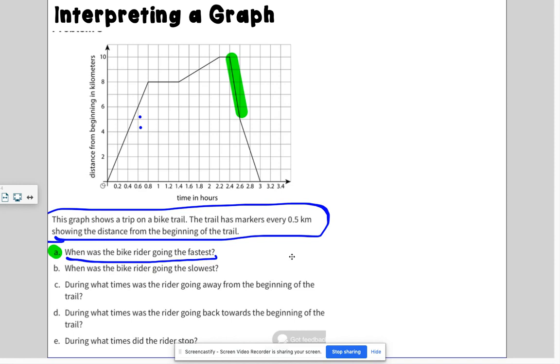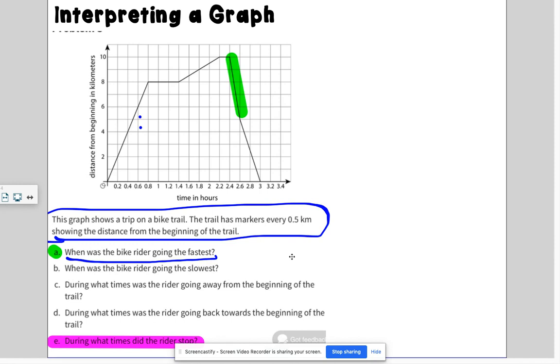For right now, we're going to ignore the parts where it just doesn't have a slope, or has a slope of 0, because they're not actually moving slowly there. They're just not moving at all. There's actually a question down here that asks about when did the rider stop, so we'll look at that separately. So when are they moving the slowest?